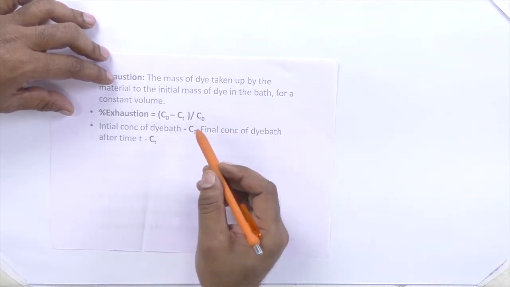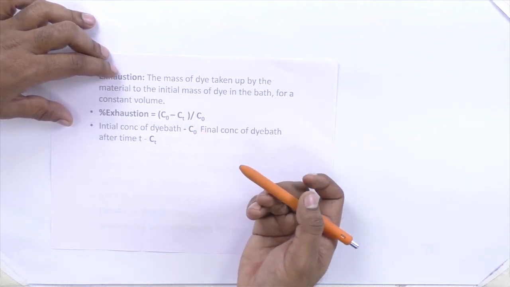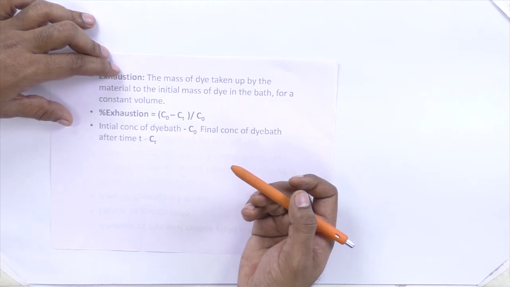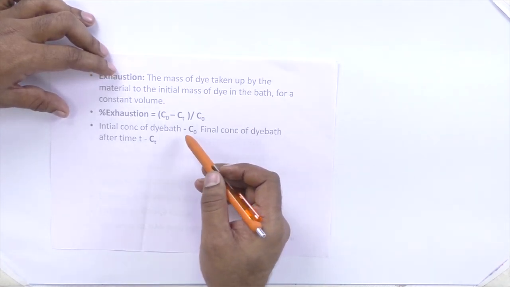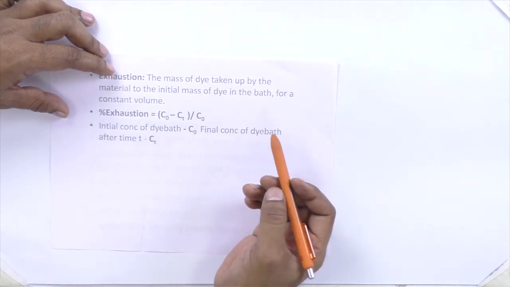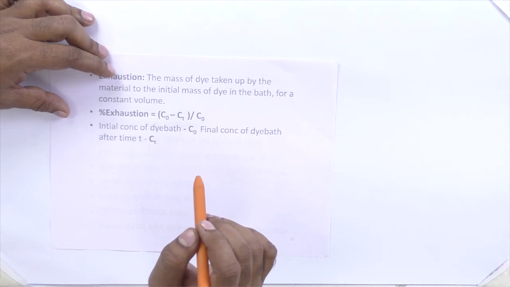Some of the dyes will have a better exhaustion percentage. For example, direct dyes will have a better exhaustion, it is above 90%. Whereas some of the dyes will have poor exhaustion percentage. For example, reactive dyes will have poor exhaustion percentage, so it is around 60% only.